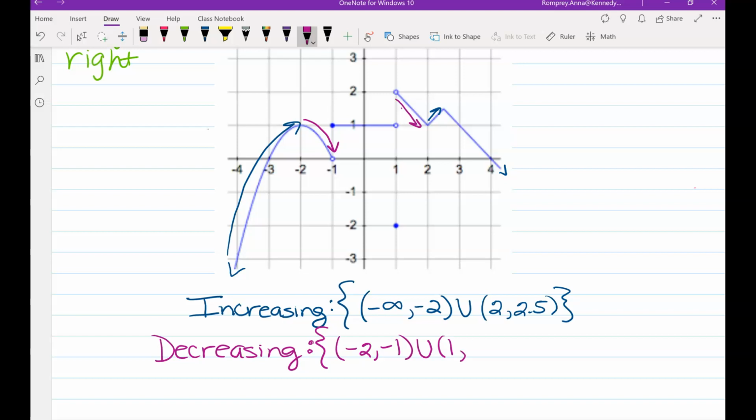And I stop at 2, which is also included in this other piece, so it stays open as well. All right, last piece, when I keep moving from left to right, I start decreasing again over here. So I start, where's my little union symbol? So I start at 2.5, and I stop at, well, do I stop? I'm pretty sure we just keep going and going. So we go to positive infinity. So we had 3 different pieces where we were decreasing.